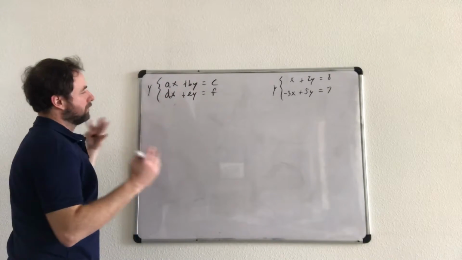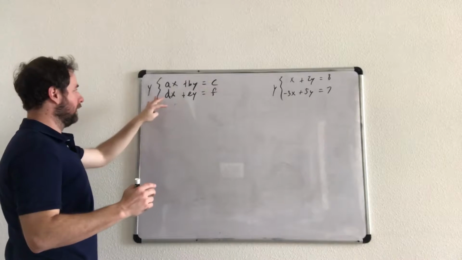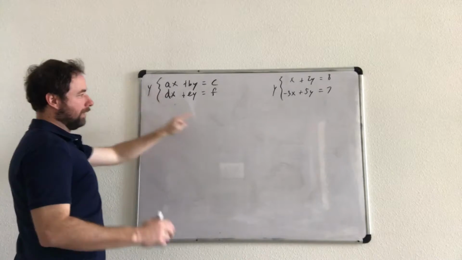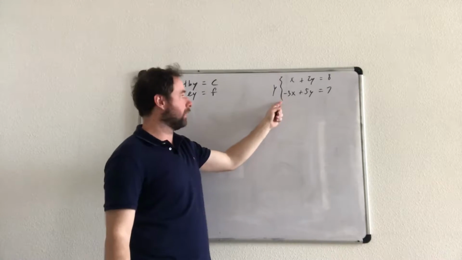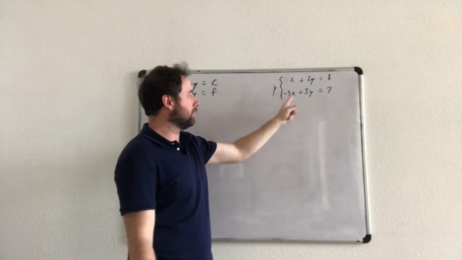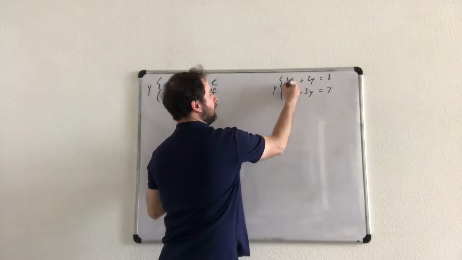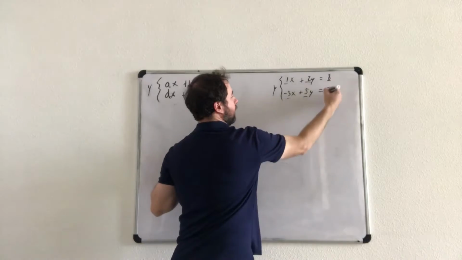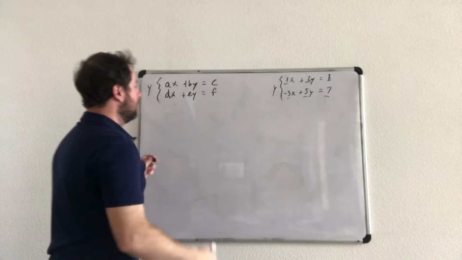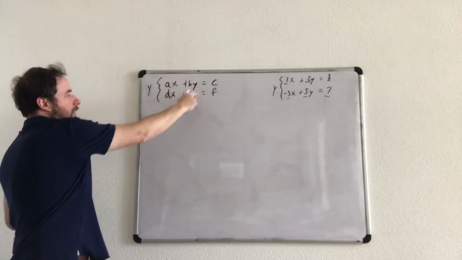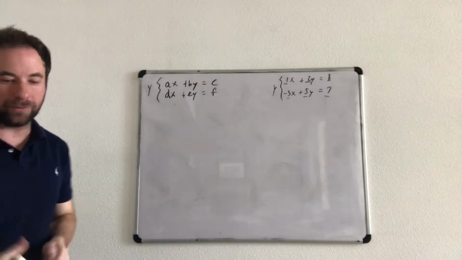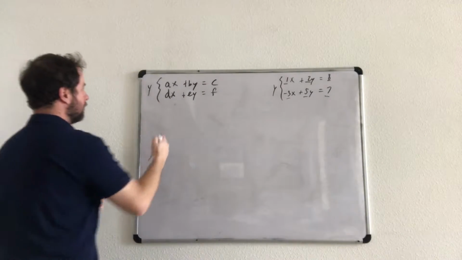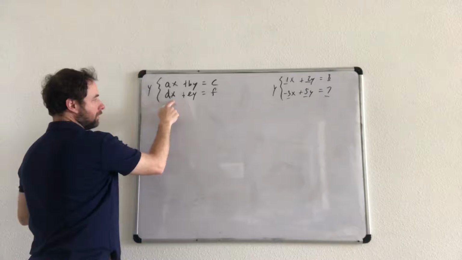It's abstract, so there's no actual numbers in here, it's just letters. And we're solving for y. Now this is no different than this problem right here, we're solving for y. The only difference is we have numbers here in front of the x and y, and here we have letters in front of the x and y, but you still solve it the same way. So in order to solve for y, I'm going to eliminate x.